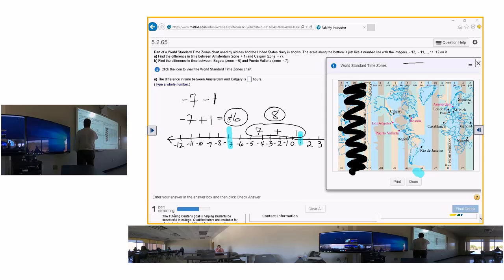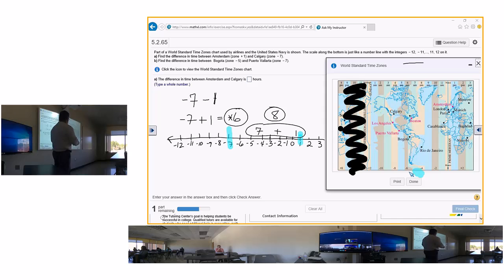Time cannot be negative, so you've got 6 hours. The reason time now up here, this zone is negative, but time can never be negative, just like distance can never be negative. So that's how you get it.